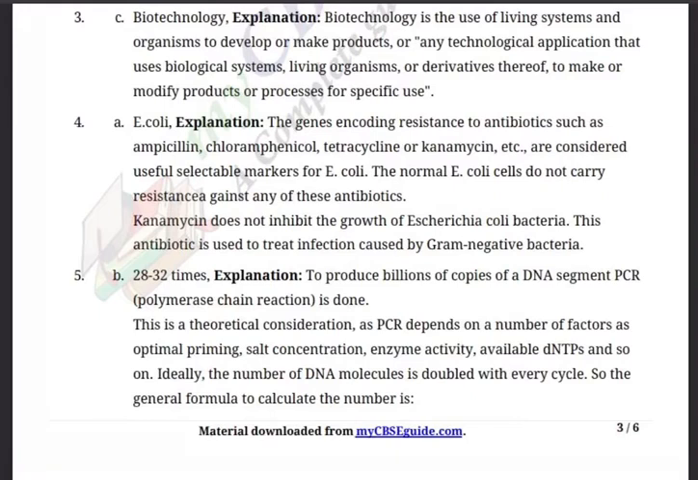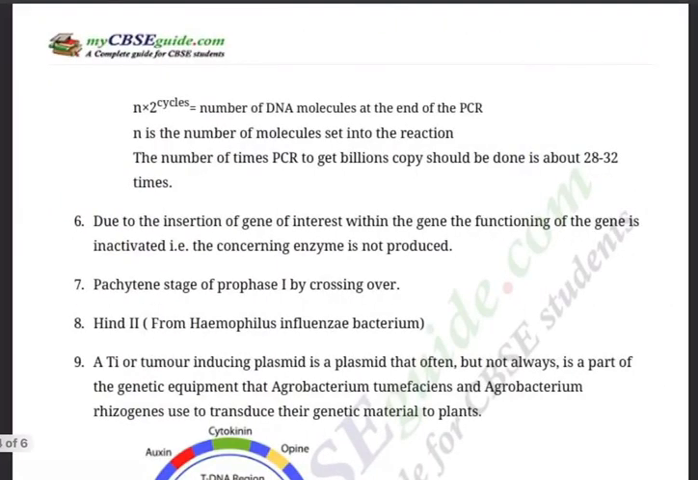Question 5, 28 to 32 times. Explanation. To produce billions of copies of a DNA segment, PCR, polymerase chain reaction, is done. This is a theoretical consideration as PCR depends on a number of factors such as optimal priming, salt concentration, enzyme activity, available dNTPs and so on. Ideally, the number of DNA molecules is doubled with every cycle.